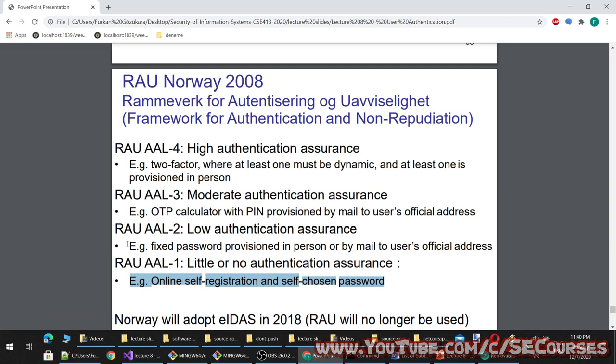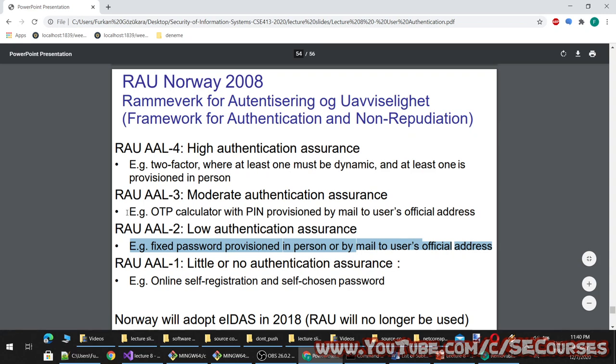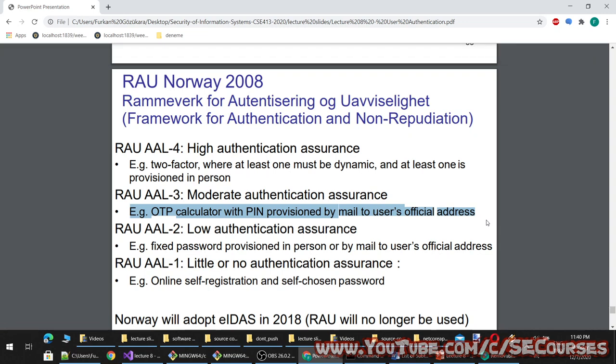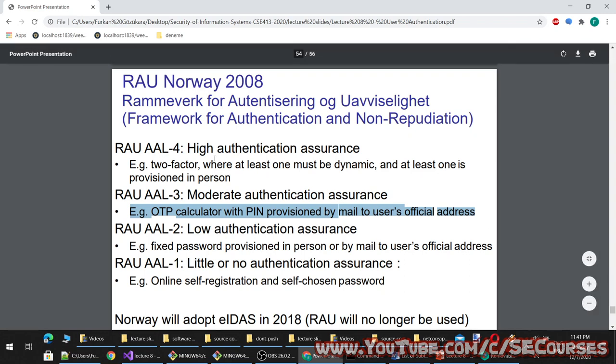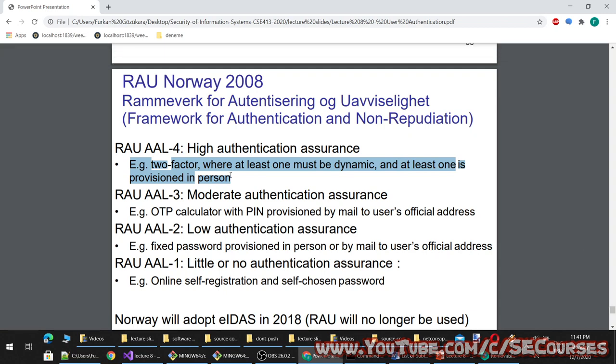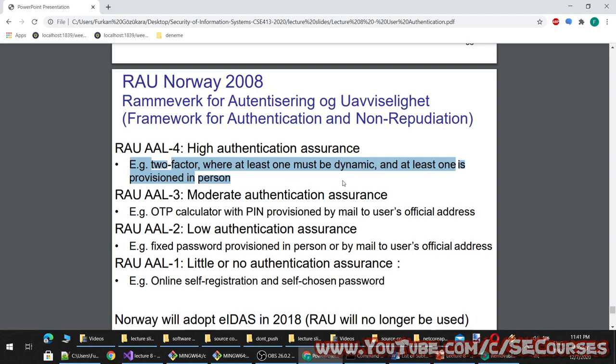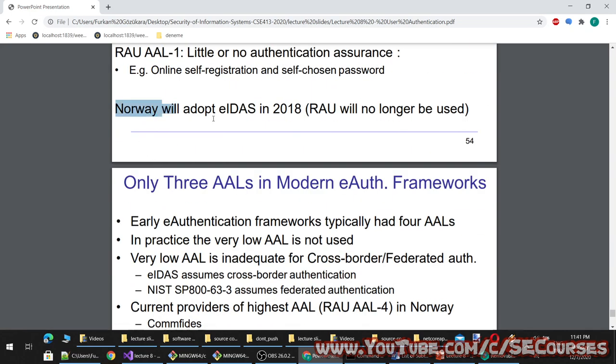Okay, and the one upper level is a fixed password sent to the person by physical mail to your official address. One higher method is an OTP calculator with PIN provisioned by mail. So they are sending you an OTP device physically to your address, and the best one is like your phone registered to the system by officials, and your static password sent to you physically. So this is like multi-factor authentication with phone verification and a fixed password or hidden password, something like that.